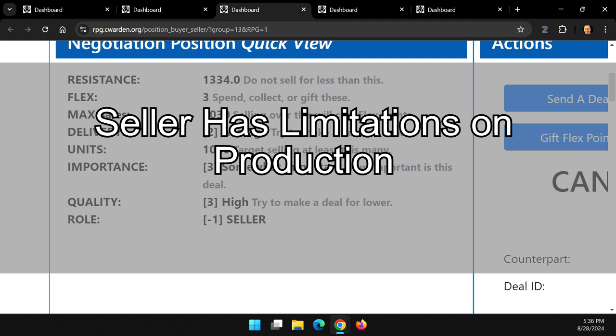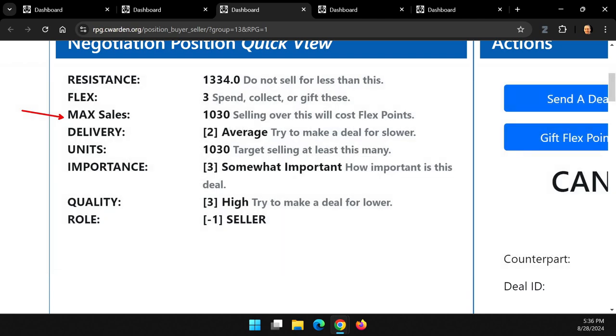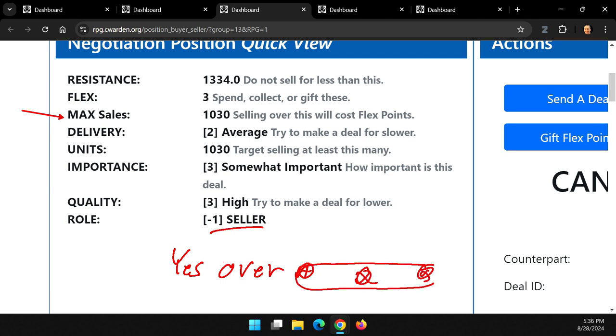Now the maximum sales, in this case, 1,030. Can we go over it? Well, for the seller, you can. Yes, you can go over. Why is that? Well, because the seller is different than the buyer. The seller has like a factory, like a long assembly line, right? And they make the product on their assembly line inside their factory, right? And as they make the product, it comes off and they can ship it off.